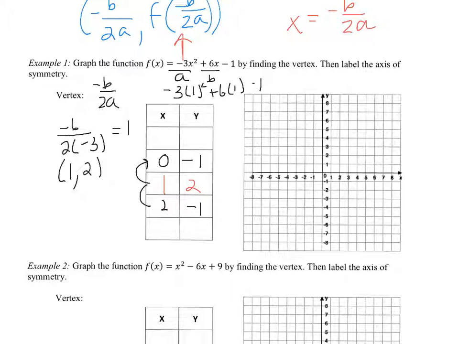Now I'm going to plug in negative 1 and 3. If I plug one of those in for x, I can use symmetry to get the other side. So I'm going to plug in negative 1. Negative 1 squared is 1, times negative 3, minus 6, minus 1 is negative 10. So this difference is negative 10, and this one is negative 10.